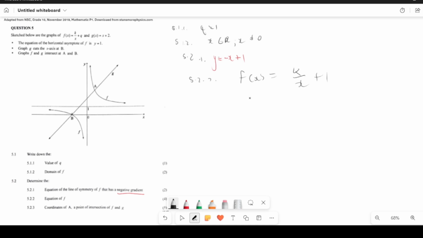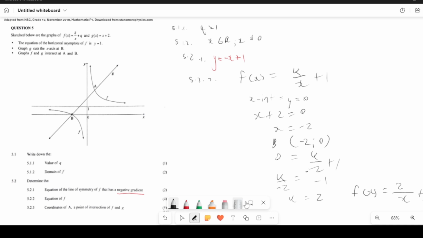So therefore, what I can say, the x-intercept is the point where y is equal to 0, and so x plus 2 is equal to 0, so x is equal to minus 2. So therefore, that coordinate B is minus 2 and 0. So now I can substitute that into the equation. So 0 is equal to k over minus 2 plus 1. So k over minus 2 is equal to minus 1, so k is equal to minus 2 times minus 1. K is equal to 2. And so therefore, the graph of f has the equation 2 over x plus 1. Okay?